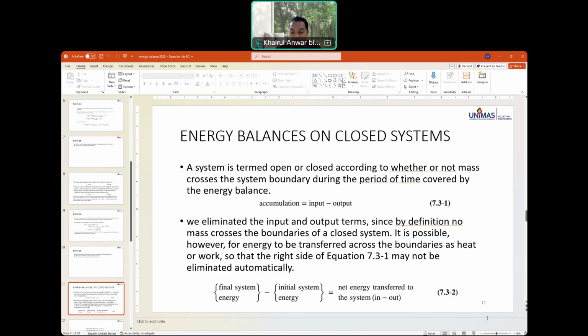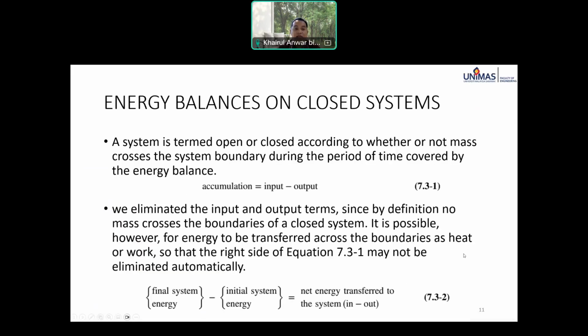So, energy balance on closed system. The system is open or closed according to whether or not the mass crosses the system boundary during the period of time covered by the energy balance. So accumulation is equal to input minus output. So we limit the input and output terms since by definition this is for closed system. No mass crosses the boundary. For the closed system, it is possible, however, for energy to be transferred across the boundary as heat or work.